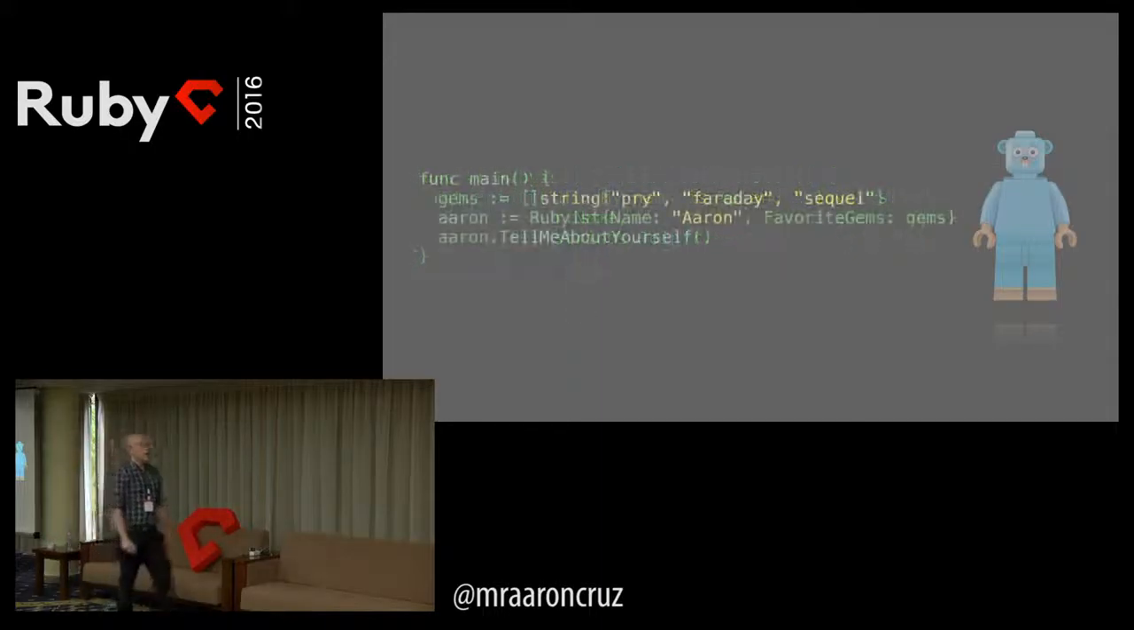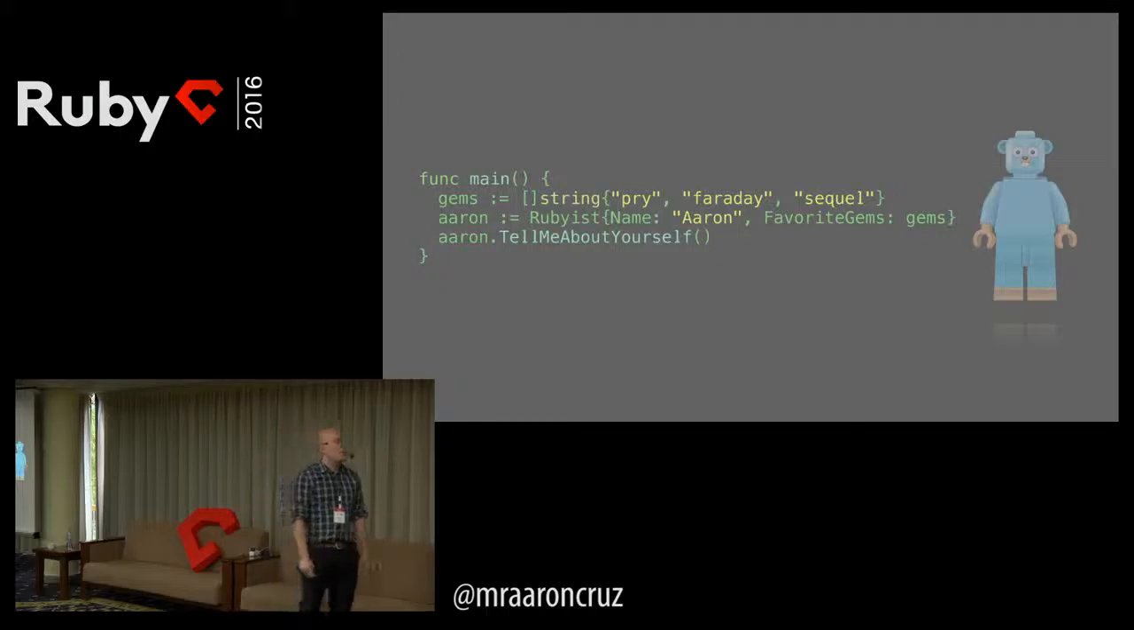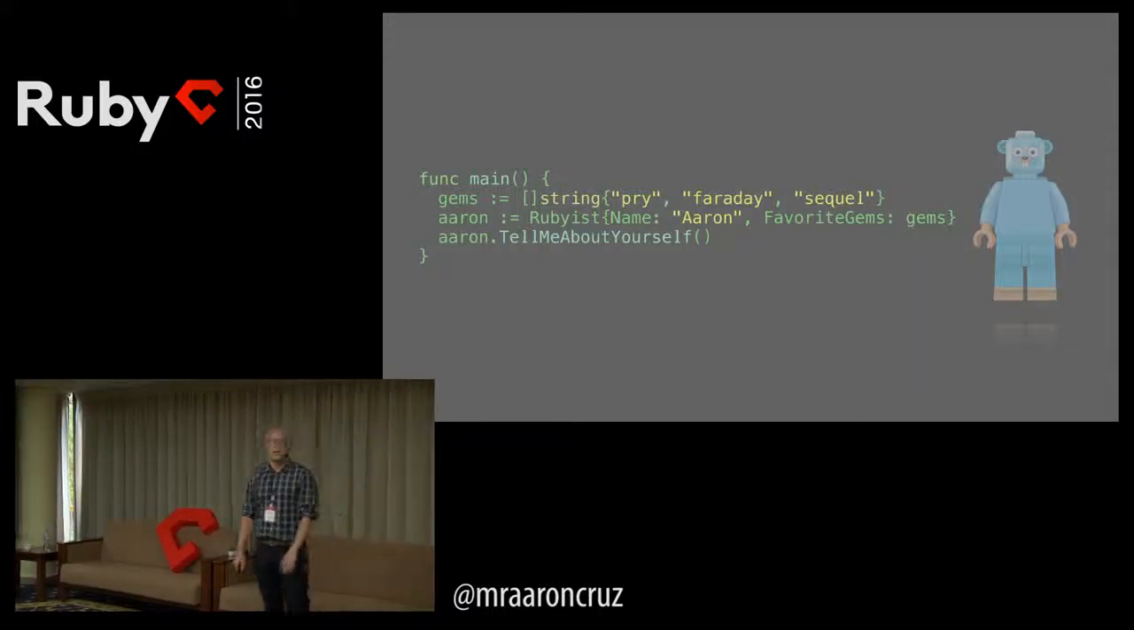Woo! And every program needs a main function. That's what runs. And here we're creating a slice, creating a struct, and then calling a method. So it's really straightforward. It's not like, whoa, what is this? What's happening here? This is a crazy language.